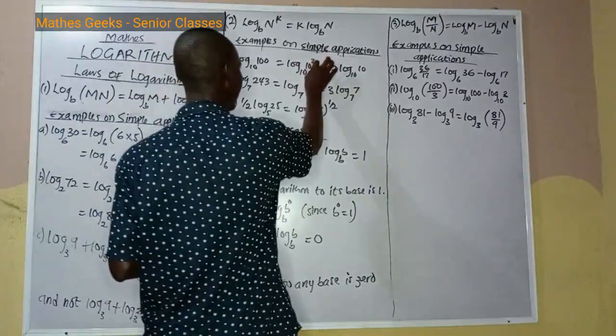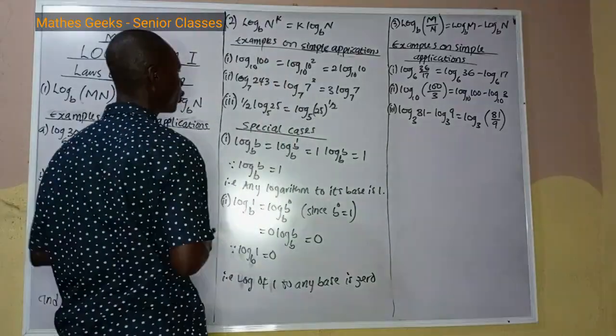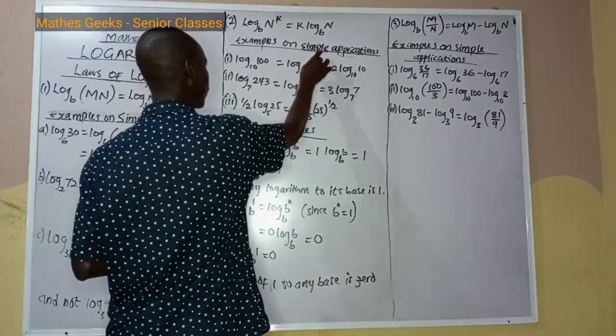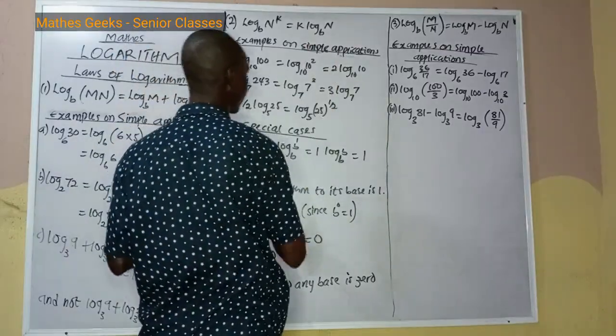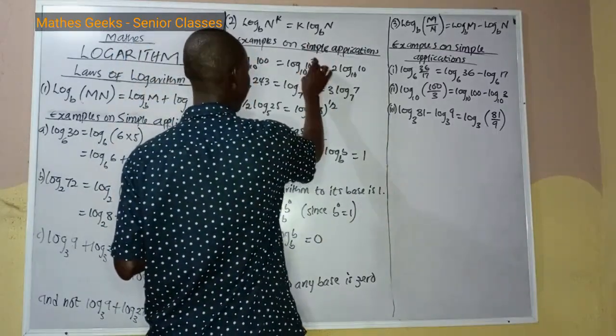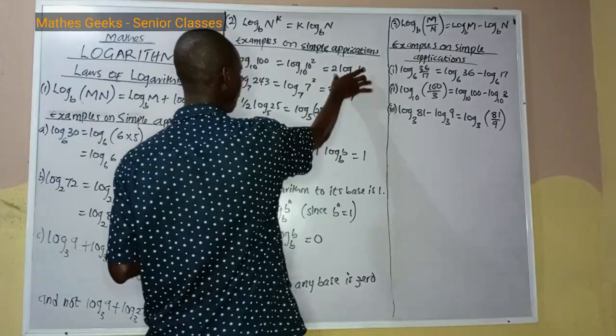So this means that we can write 100 in index notation. So once we can do that, this 2 will multiply. We bring 2 backwards, so that 2 multiplies logarithm of 10 to the base 10. So this is what you're going to have.